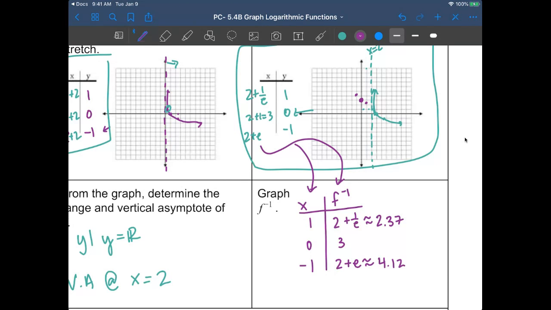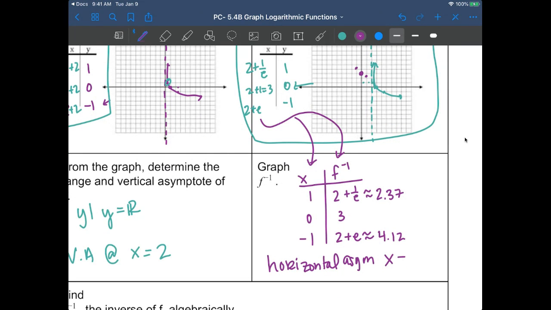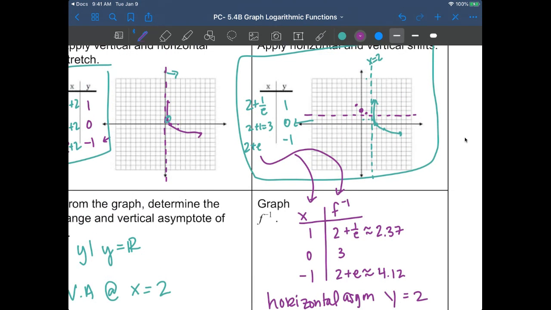Oh, and we had a vertical asymptote at x equals 2. So our horizontal asymptote, because it switches, is going to be at y equals 2. So I'm going to set it up right here. Our graph gets really, really close to the horizontal asymptote, and then it goes without bound going upwards. That's it.